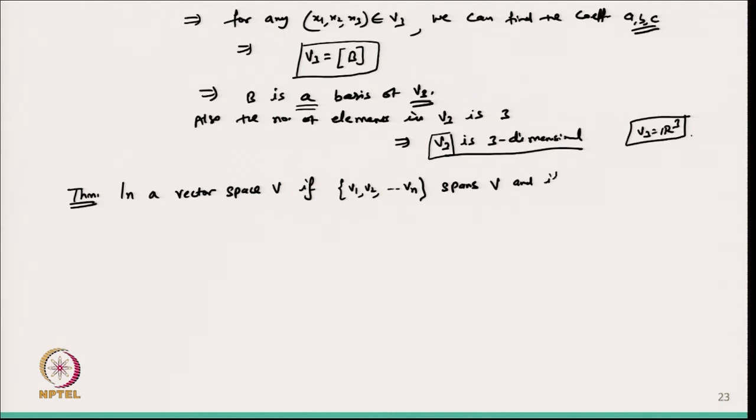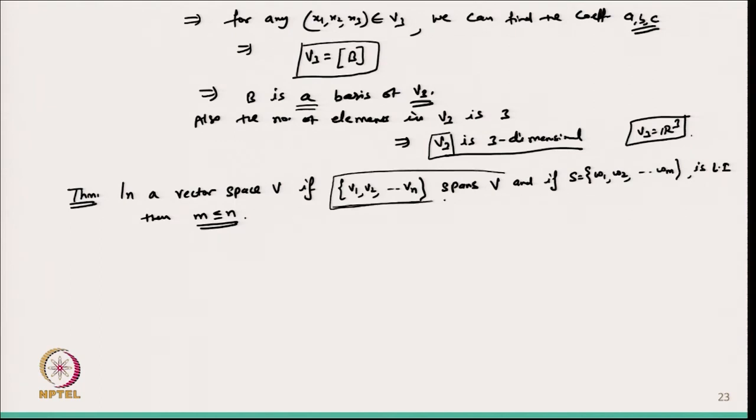and if I take a set S that contains the elements W1, W2, Wm, and S is linearly independent, containing the m elements, then it says that m is less than or equal to n. Okay, so this m will always be less than or equal to n. In this case, this is the spanning set. It need not be a basis, but the only condition is that it spans V, that is it.